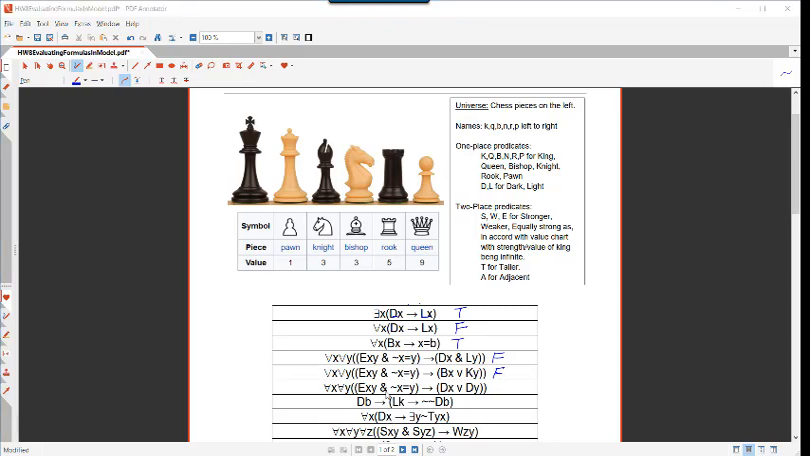Another one with the same antecedent, but now the consequent is x is dark or y is dark. And here that's going to turn out to be what? It's got to turn out to be true, because no matter how you arrange the bishop and the knight, one of them has to be dark.